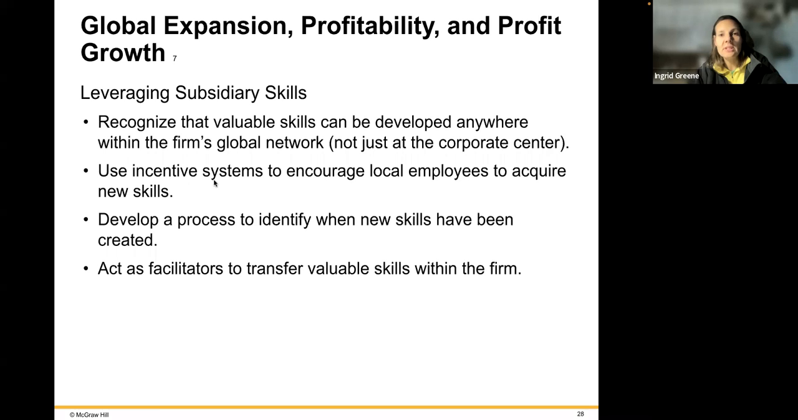So, using incentive systems to encourage local employees to acquire new skills. That's another thing you want to make sure of: that local employees have bonuses or certain smaller goals to acquire the new skills they're learning, whether that be a skill from their home country or a skill that you're bringing from abroad. Also, develop a process to identify when new skills have been created. New skills will develop.